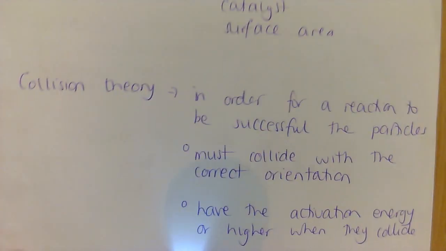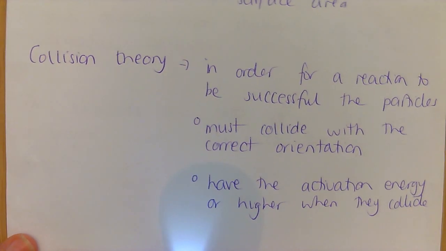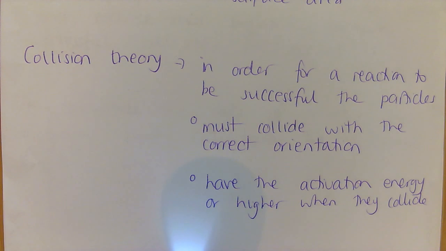So what makes a chemical reaction happen? Again, you should have done at GCSE this concept of collision theory, which says that in order for a reaction to take place, reactant particles have to collide with one another. It's not quite that simple though.